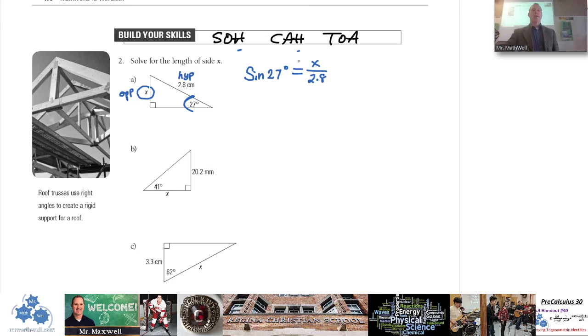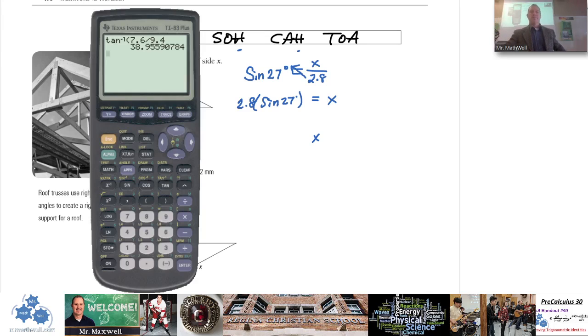Write out the equation. Now you're going to want to multiply both sides by 2.8. Okay, and this is very good to show me that you know exactly what you're doing and how you're getting your answer. Don't just show me an answer without showing any work, right? Communicate, okay? So I can give you full marks and full credit that you know exactly what you're doing. And then you're just going to do that on your calculator now.